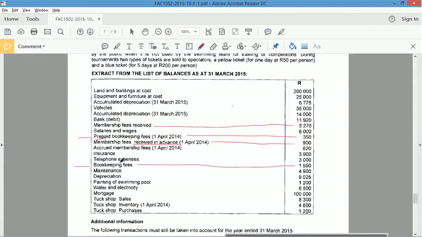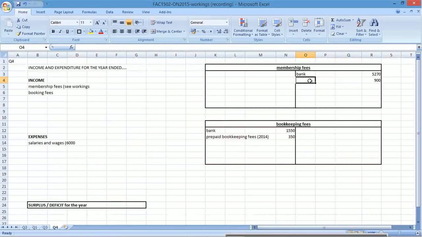Prepaid, where was it? Prepaid booking fees, membership fees received in advance. That was a liability from last year. So last year's liability will have a credit, so I debit last year's liability, credit this year. Membership fees received in advance.